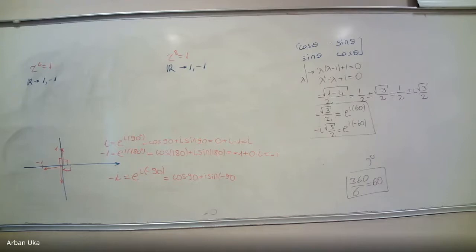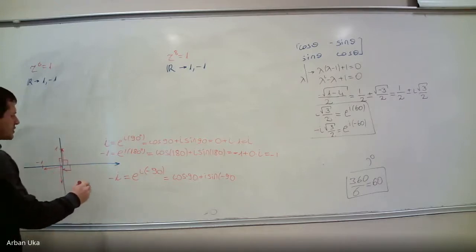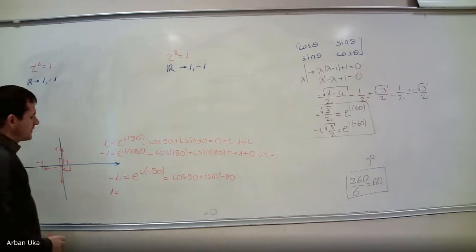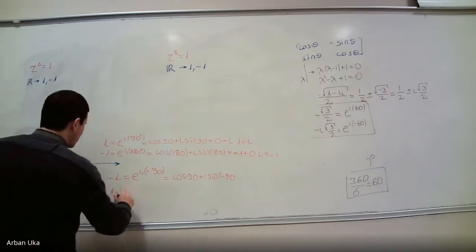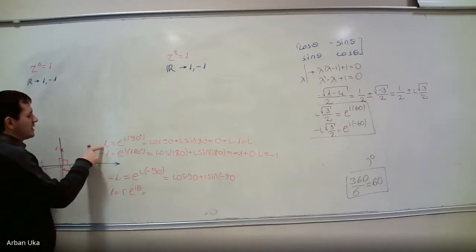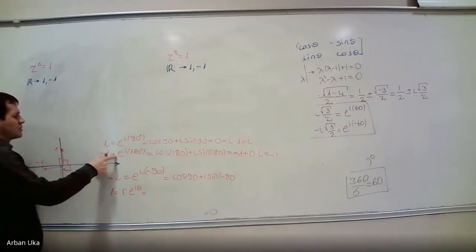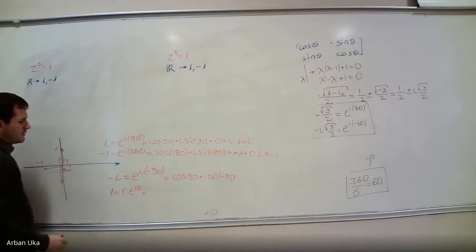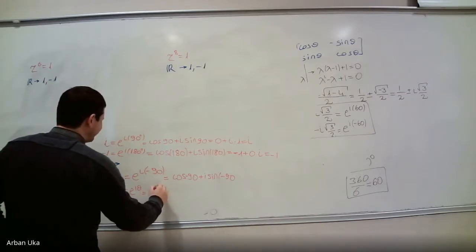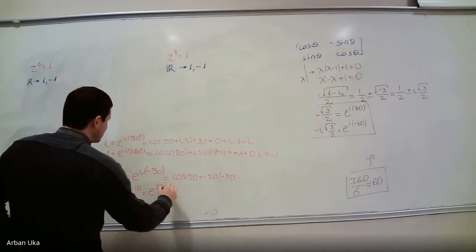Now, the question is: what is 1? How can we denote 1 using the polar representation? We want to describe 1 as r e to the power i theta. The magnitude of 1 is equal to 1. Also, the modulus of i is 1, and the modulus of minus 1 is also 1. So here r is going to be 1, and this one can be equal to e to the power i times 2 pi.